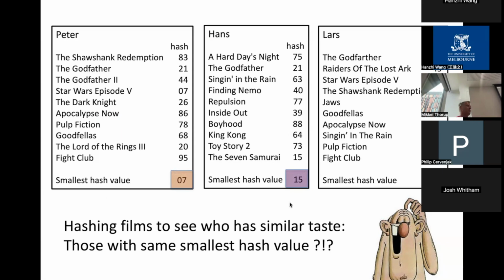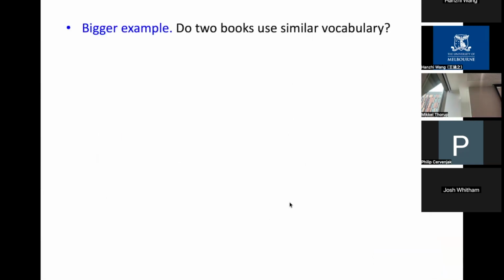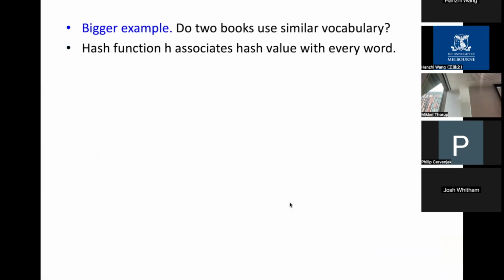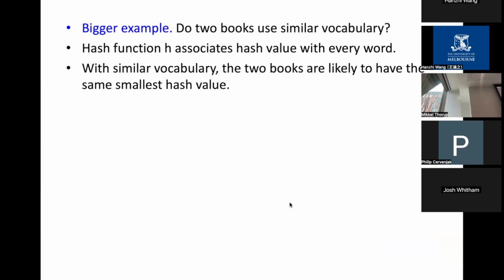Okay, so this was basically one of the driving forces in AltaVista, one of the older search companies, and it works brilliantly. So we could have a similar example, just two books. Are they using a similar vocabulary? Again, we just want to hash every word in the book, keep the smallest, and compare. So we have a hash function that associates hash values with every possible word. We can use string hashing. So if they have similar vocabulary, the two books are likely to have the same smallest hash value.